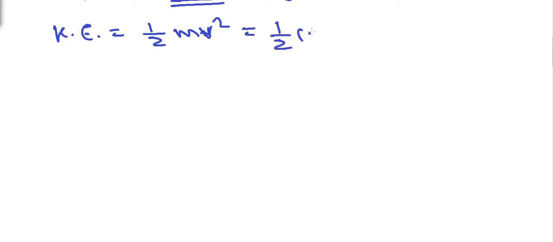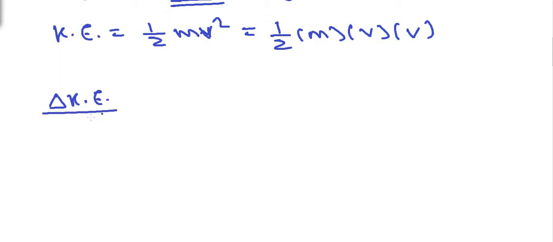Now kinetic energy is given by the formula kinetic energy equal to half mv square. Now we can write this as half into mass into velocity into velocity. Now let us find out the relative error in the measurement of kinetic energy using the formula for functions which are expressed in the form of product.